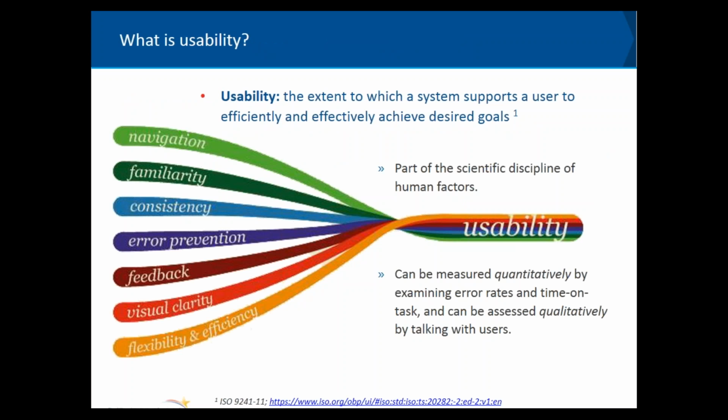So before we get into this too much further, we just wanted to say a little bit about usability and the way that we're defining it and approaching it. The definition that we're using is the extent to which a system supports a user to efficiently and effectively achieve their desired goals. And that comes from the International Organization for Standardization. There's many different ways to describe usability and to define it. We took a pretty broad approach.